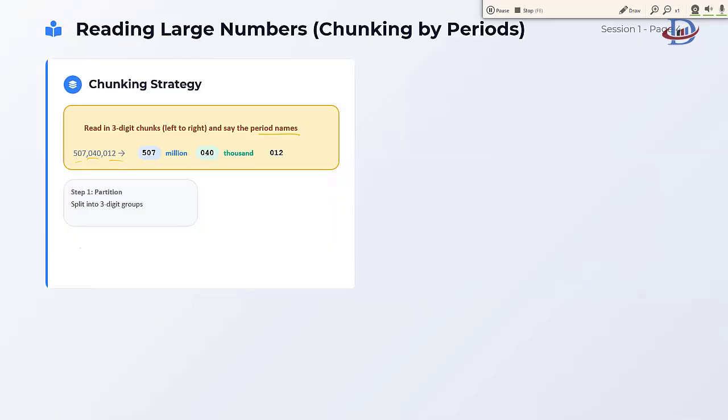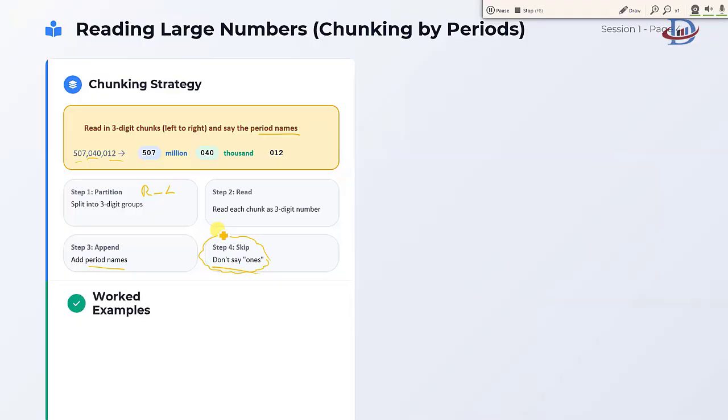So first, split from the right to the left, and thereafter read the number in each group of 3 digits the way that you have stated it. And then after every group of 3, remember to add the period name. At the end, we don't say ones. The ones at the end, we just skip it.